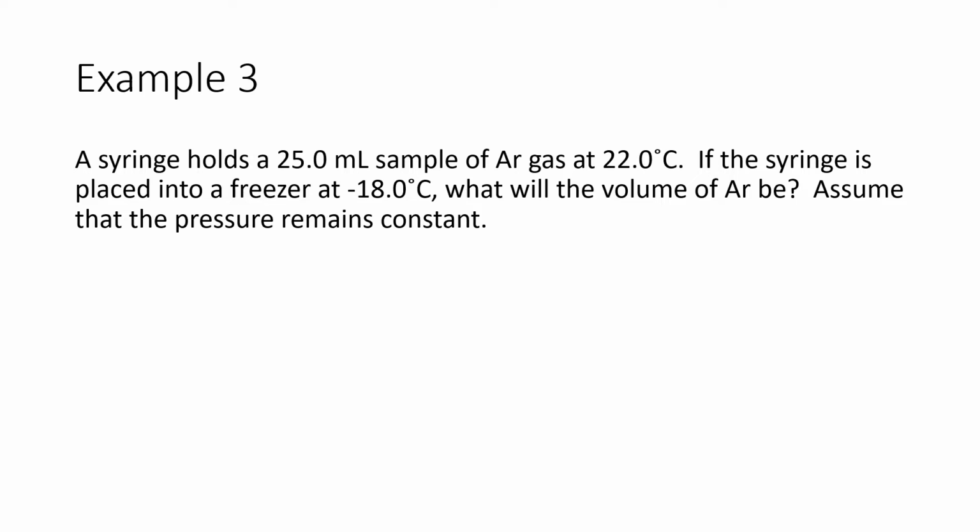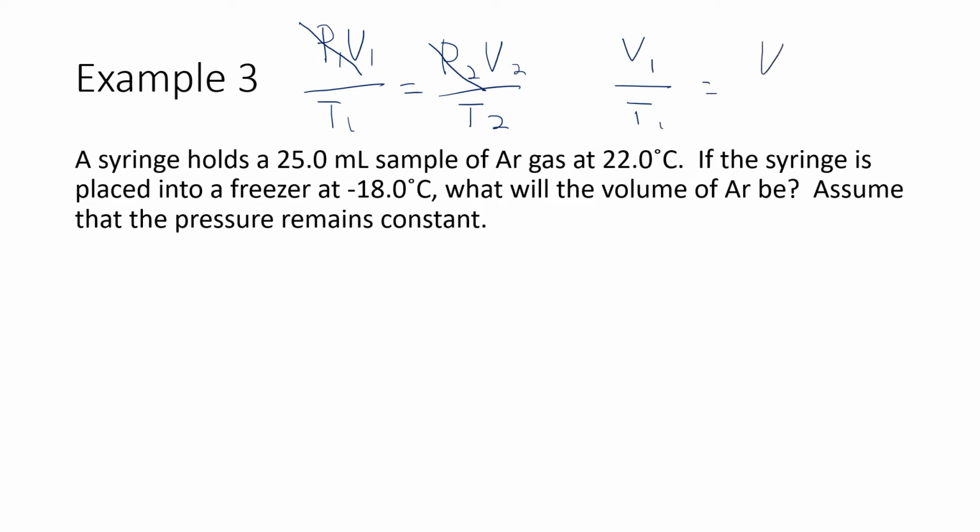Well, this is a scenario where we have an initial set of conditions and then a final set of conditions. So this is going to be a combined gas law problem. P1 V1 over T1 is equal to P2 V2 over T2. However, pressure remains constant. So P1 is equal to P2, and they simply divide out of the equation. They just disappear. So what we really have is V1 over T1 is equal to V2 over T2.